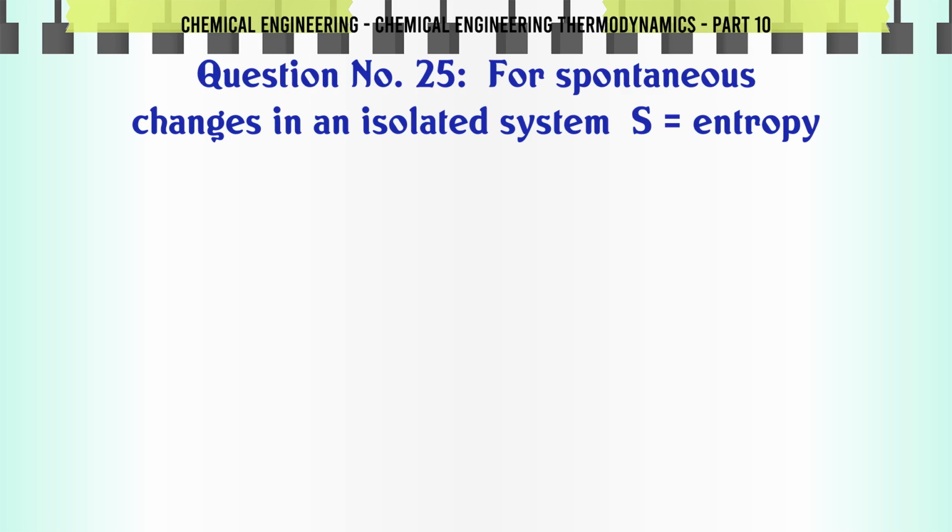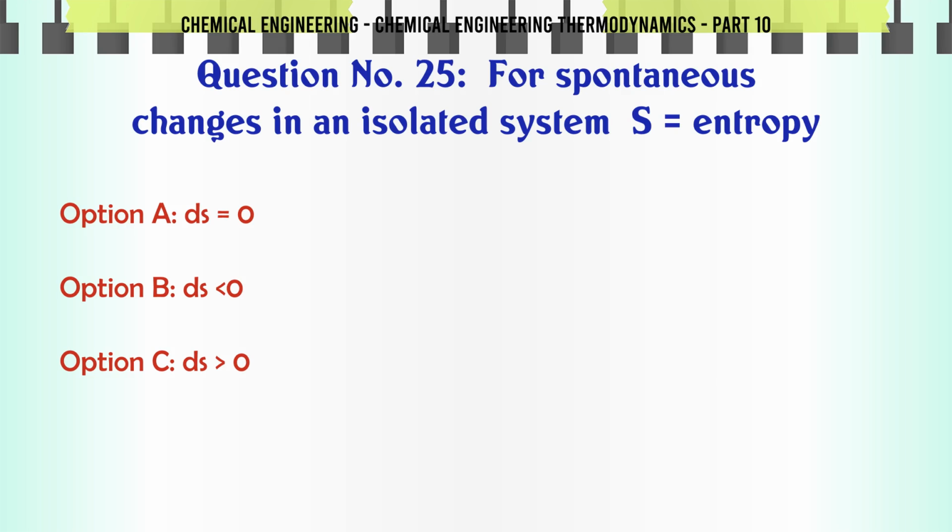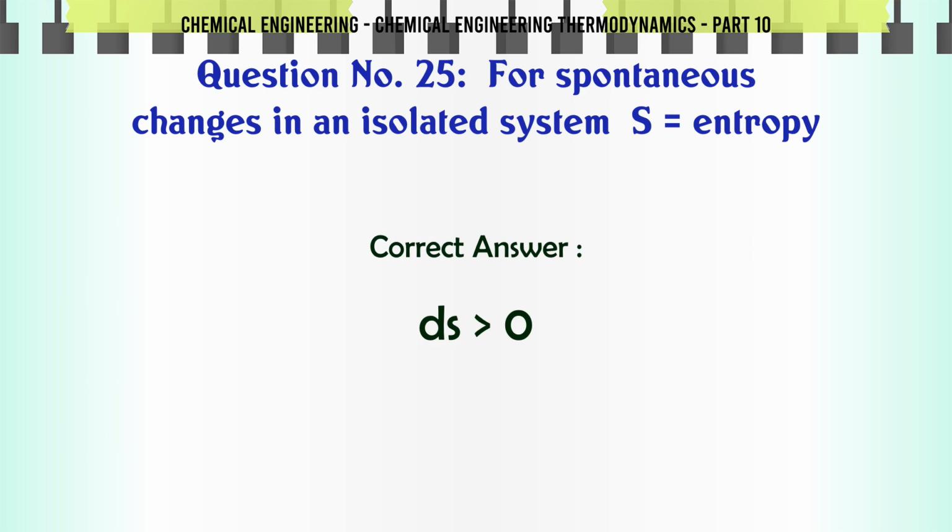For spontaneous changes in an isolated system, entropy S: A. dS greater than 0. B. dS less than 0. C. dS equal to 0. D. dS constant. The correct answer is dS greater than 0.